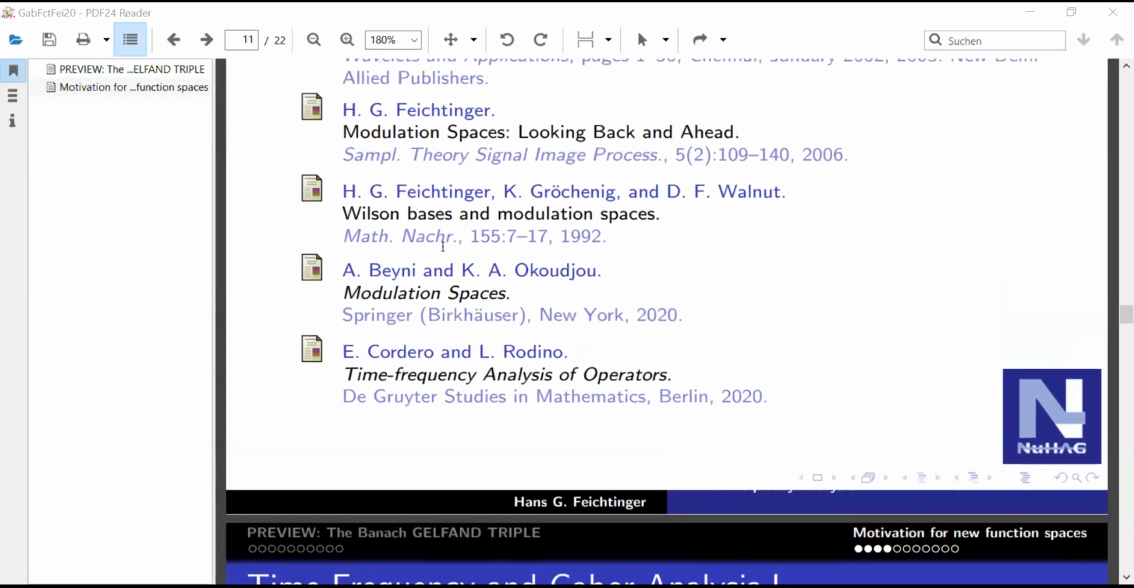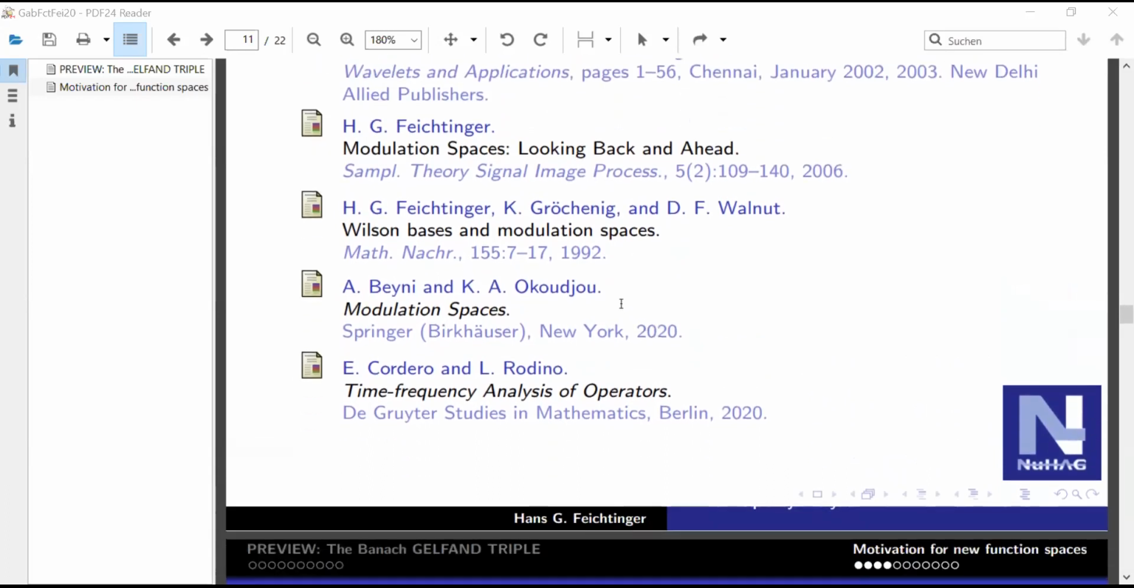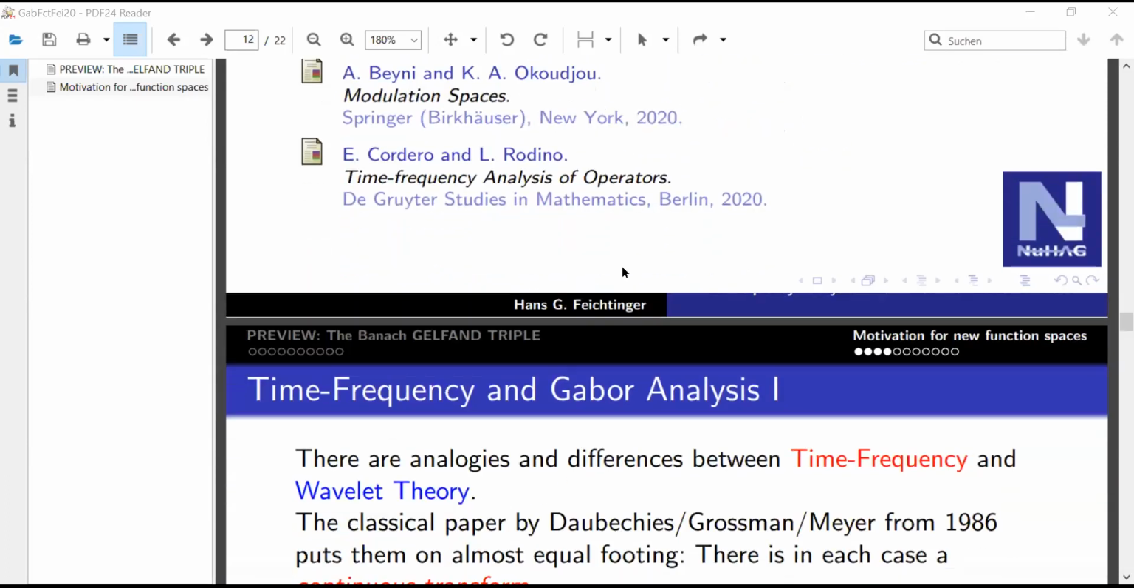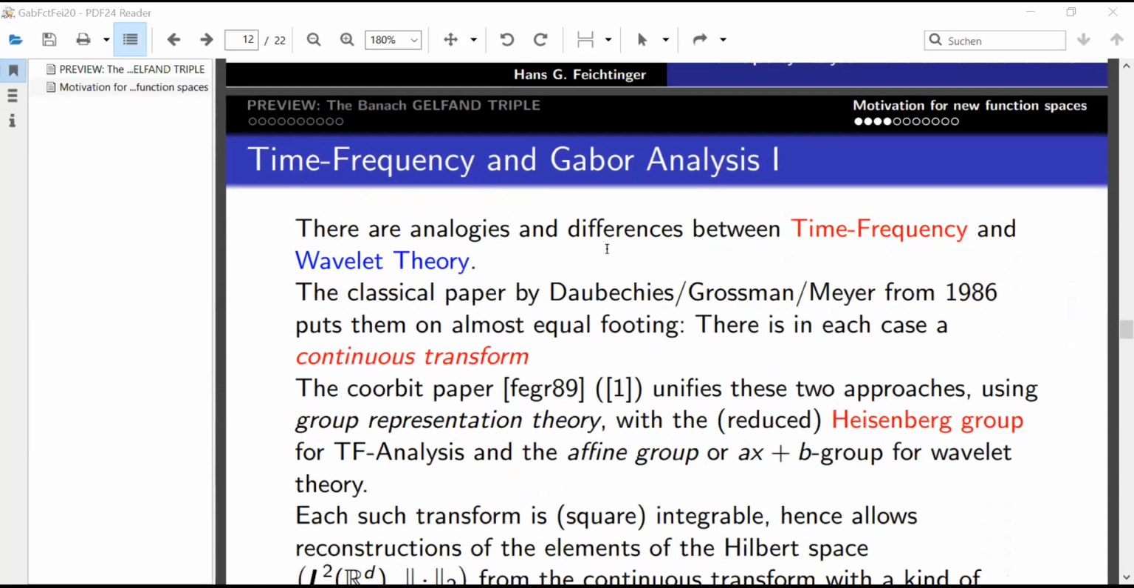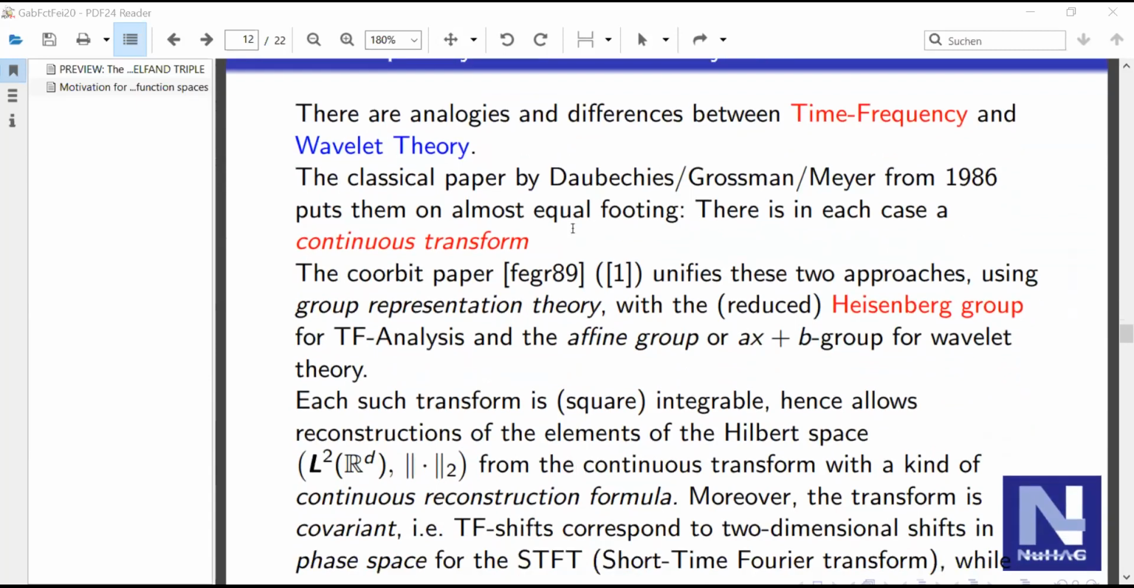So the MP spaces are for time frequency analysis probably more useful than the ordinary LP spaces. I've failed to add the book of Charlie Gröchenig on foundations of time frequency analysis, but probably you find them somewhere else in the slides. Now, what is the difference and what is the analogy between time frequency and wavelet theory?